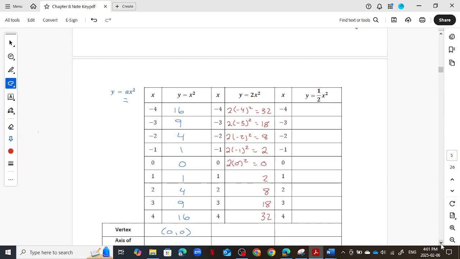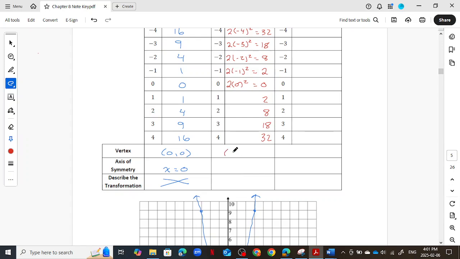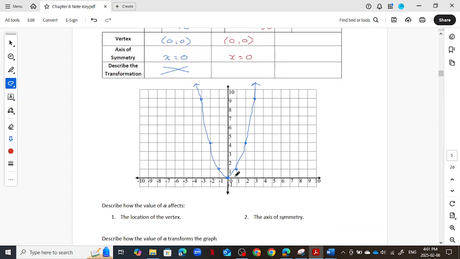So what happened? Did it change the vertex? Nope. Still 0, 0. Did it change the axis of symmetry? Nope. So what did it change? Well, let's sketch it. So we had a point at 0, 0. Then we had a point at 1, 2. Then we had a point at 2, 8. If we connect the dots, because that's all it's going to fit on my grid, what is happening? Well, let's do it the other way. Over 1, up 2, over 2, up 8.